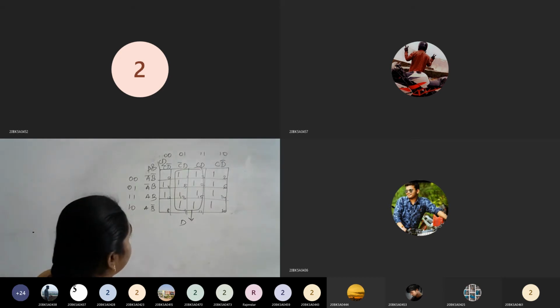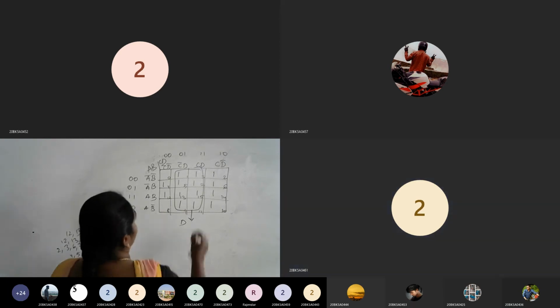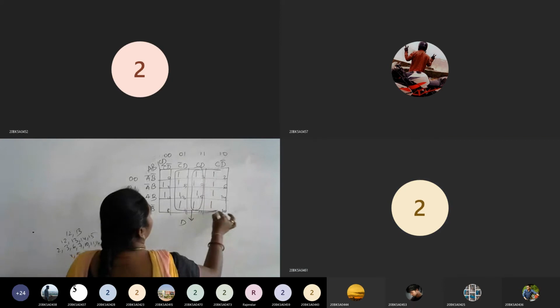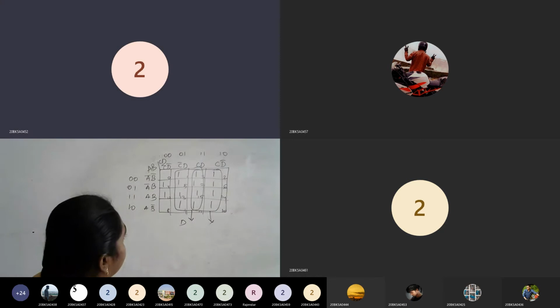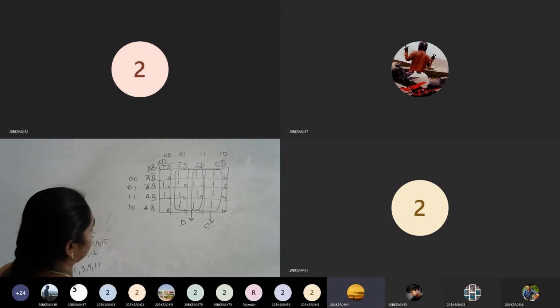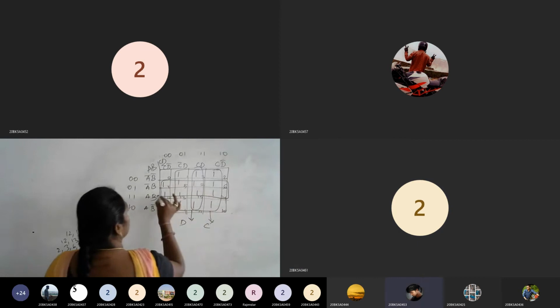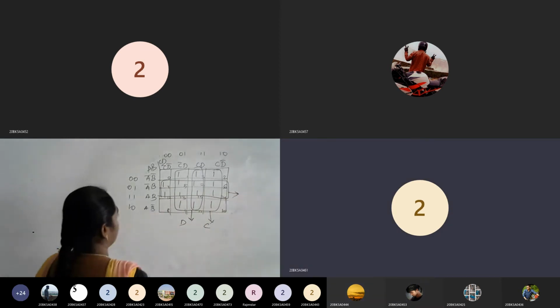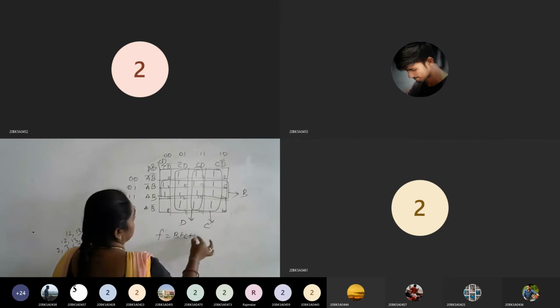Tell me the next one. 3, 7, 15, 11, 2, 6, 14, 10. Means third and fourth column. Tell me the expression. C, very good. Next, second row and third row. Very good. What is the expression? B. So F is equivalent to B plus C plus D.